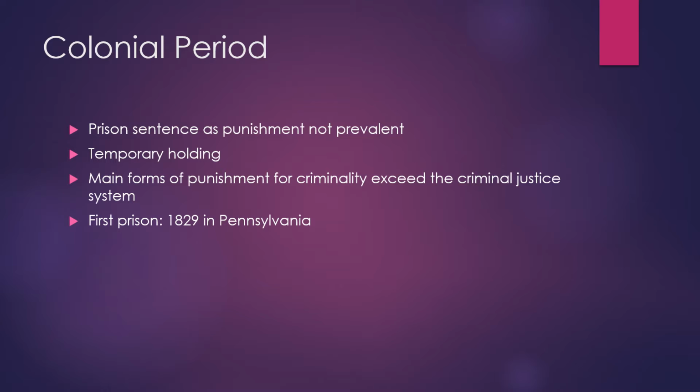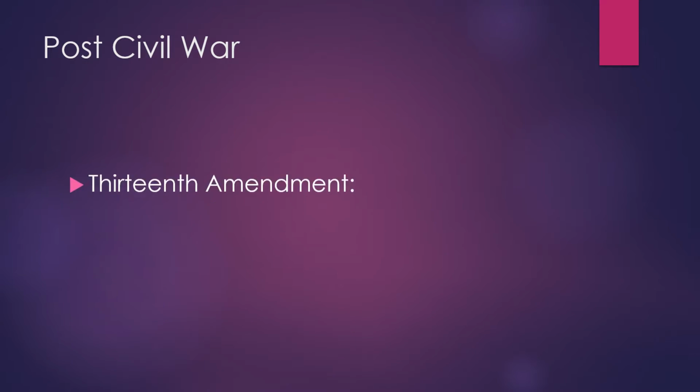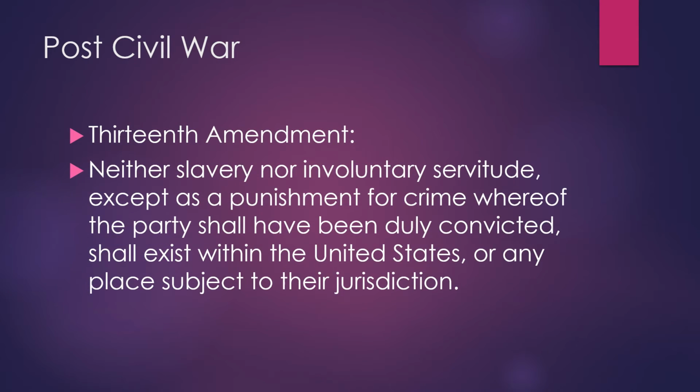And fast forward to after the Civil War and the passing of the 13th and 14th Amendment. The first thing I'd like to highlight about this period is the actual text of the 13th Amendment. As you can see, neither slavery nor involuntary servitude, except as a punishment for crime whereof the party shall have been duly convicted, shall exist within the United States. So right off the bat, at the heart of Emancipation and Reconstruction, we have a glaring exception to this abolition of slavery, which is you can be subject to involuntary servitude if you have been convicted of a crime.